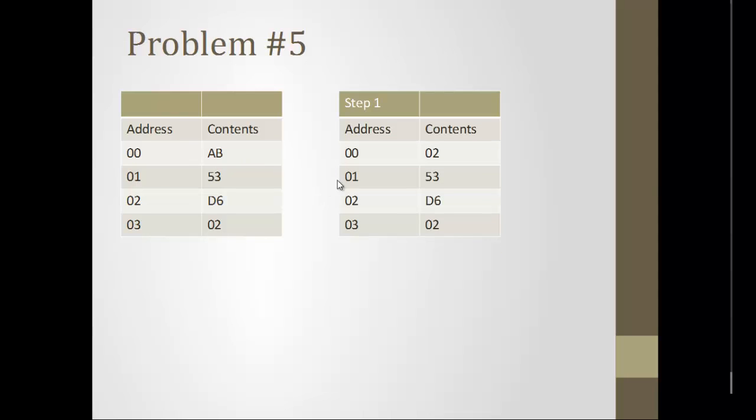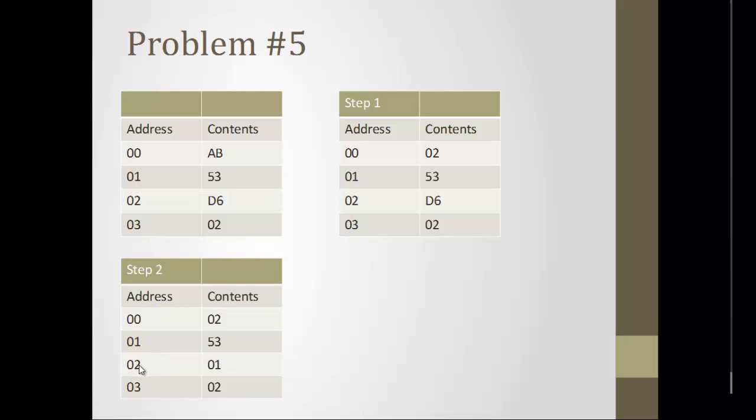So this is what we do. We move 02, which is in 03, and we replace AB with 02. Notice nothing happens to the other cells. They all remain exactly the same. Step 2 says move the value 01. That means the literal value 01 into the cell at address 02. So here's my address 02. Now its value has become 01. Notice everything else remains the same. We have a 02 and 00, which we did in the previous step. 53 was already there, and 02 and 03 was already there.